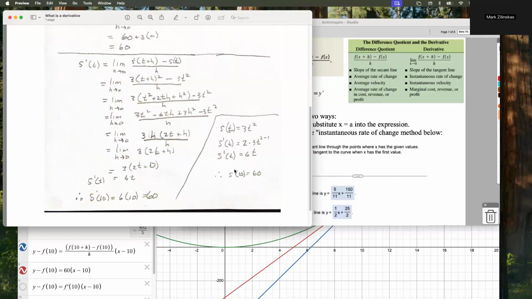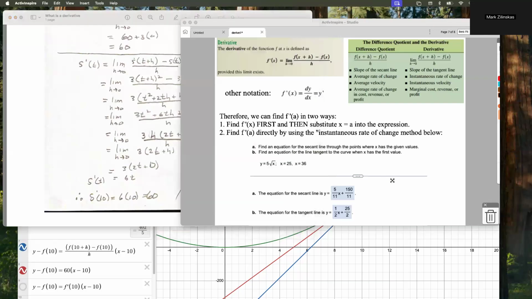And the ultimate here is there should be a prime here. That should be S prime of 10 is equal to 60, okay? Which is the same thing as what I got over here. All right, so that is that. What we're going to eventually do is do problems like this where we're going to find equations for secant lines and then tangent lines. I'll do this next video.